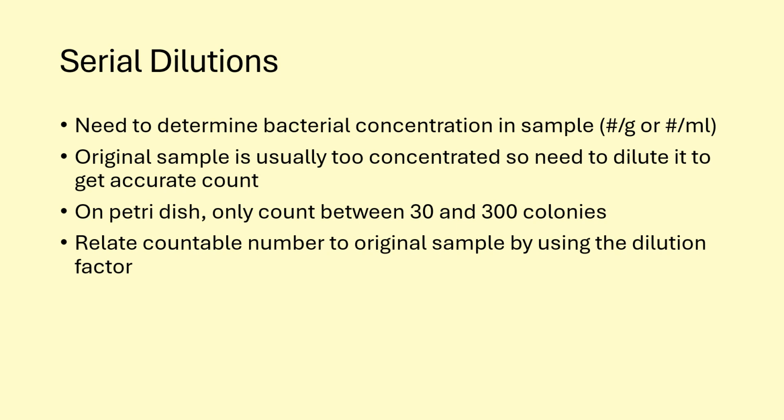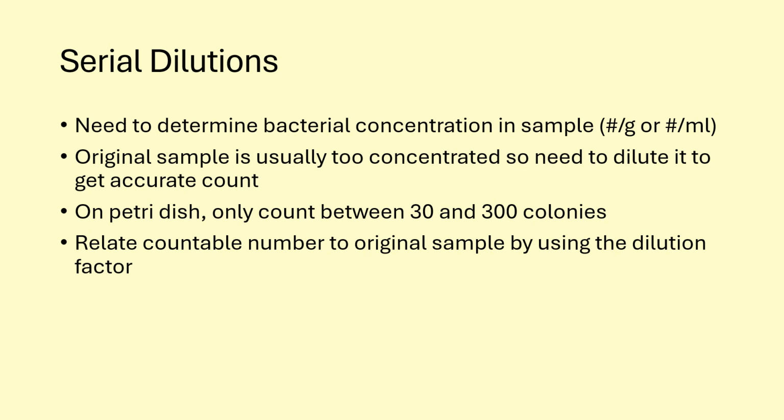Oftentimes the original sample has an awful lot of microorganisms. You can't see them, but it's very, very concentrated. And so in order to get an accurate, correct count, you have to dilute that first sample down. And so for a serial dilution, that's what you're going to do. You're going to dilute the sample down, and then you're going to put the diluted samples on a plate, and you will count the number of bacterial colonies that you see there.